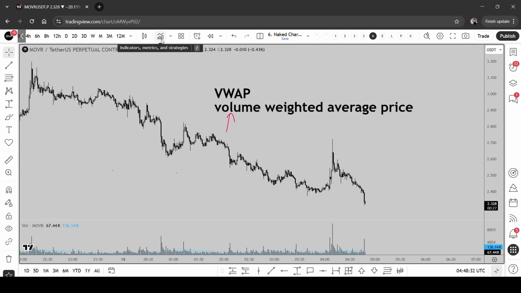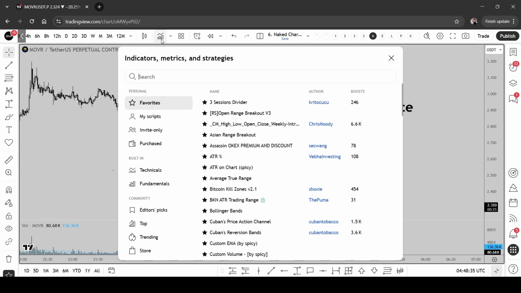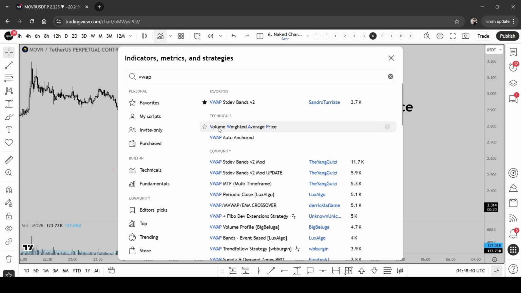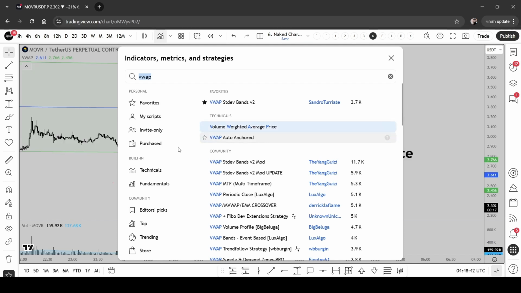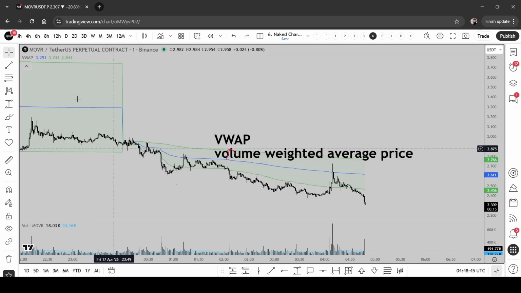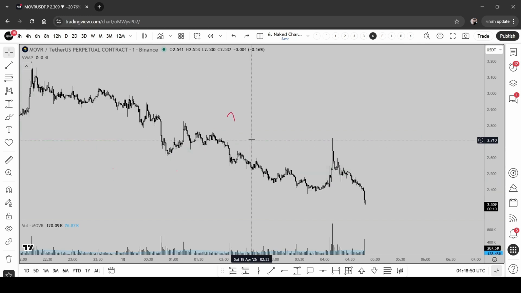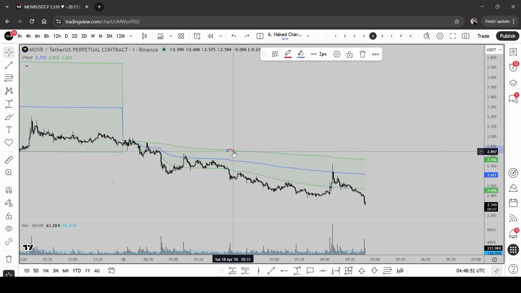Okay, so to actually set up the VWAP, go to the Indicators tab, upper toolbar, and just search for VWAP. And then click this one, Volume Weighted Average Price. Now, as soon as you click it, you'll have the VWAP on top of your charts. Whoops, I just deleted mine. Let's bring that back. And it's going to look something like this.